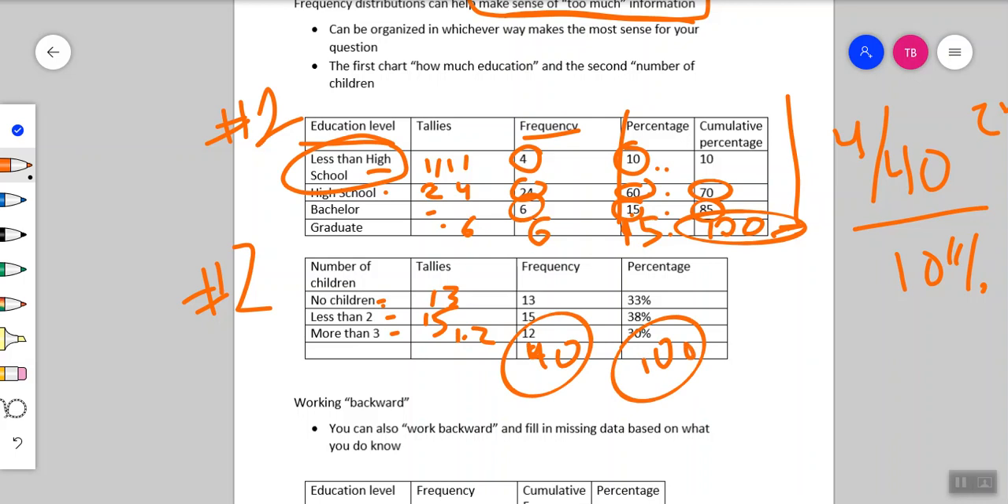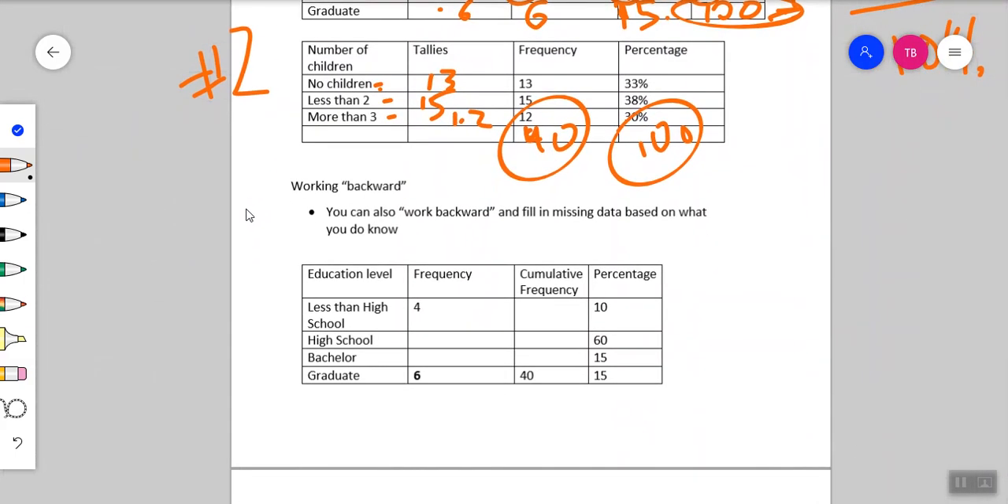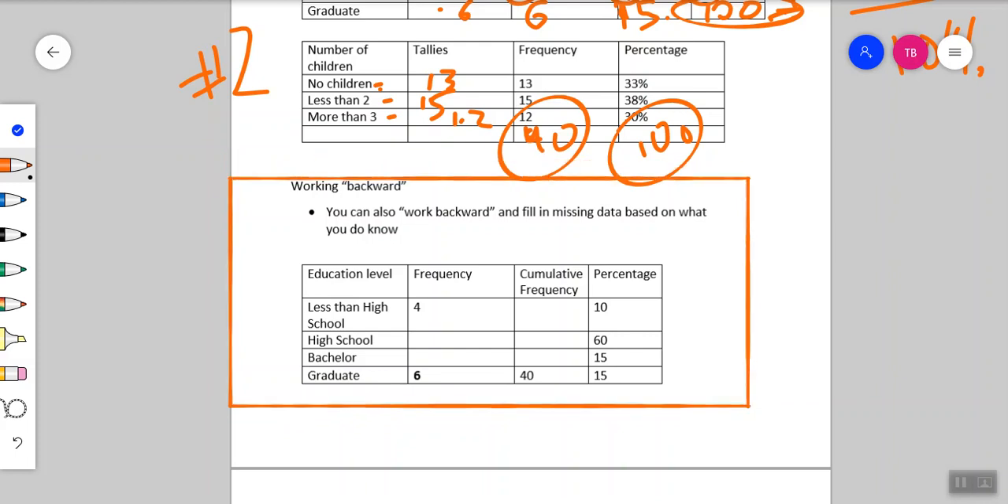So based on what we know about cumulative percentage and frequencies, there's also a way of working backward. And the reason I show this to you is because one or two of the homework problems are going to have something that looks like this. So what if I were to give you something that looked like this? It had some of the pieces missing. So as you can see here, we have the bottom category completely filled out. So there's several ways to go about doing this.